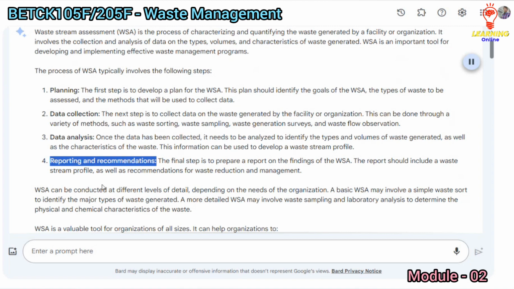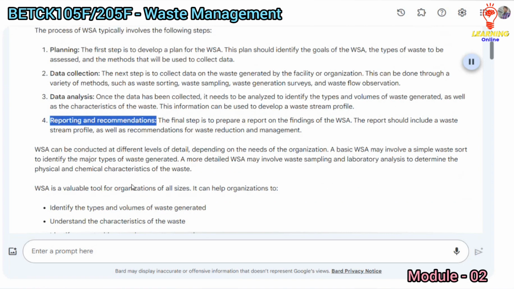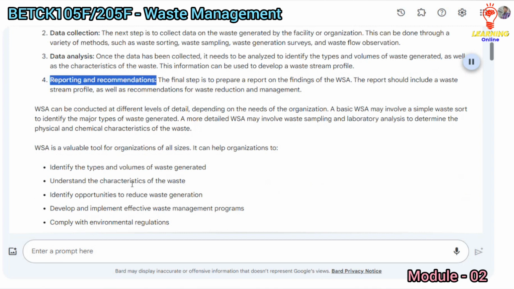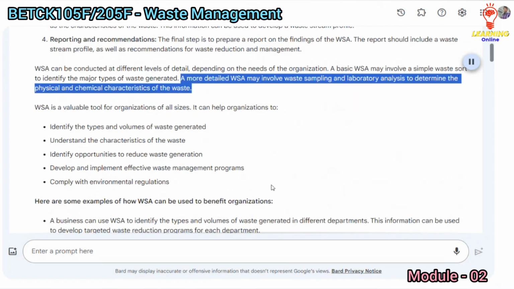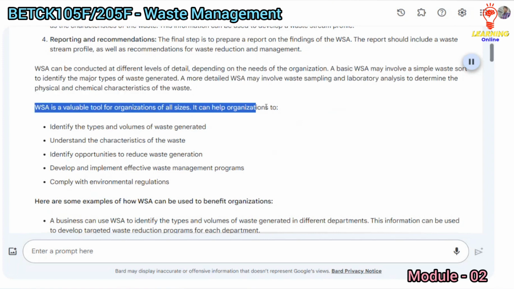WSA can be conducted at different levels of detail, depending on the needs of the organization. A basic WSA may involve a simple waste sort to identify the major types of waste generated. A more detailed WSA may involve waste sampling and laboratory analysis to determine the physical and chemical characteristics of the waste. WSA is a valuable tool for organizations of all sizes.